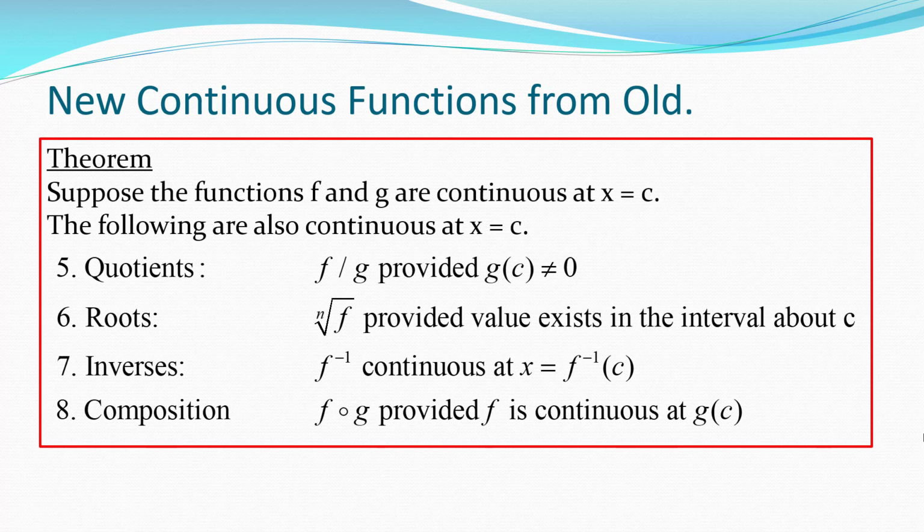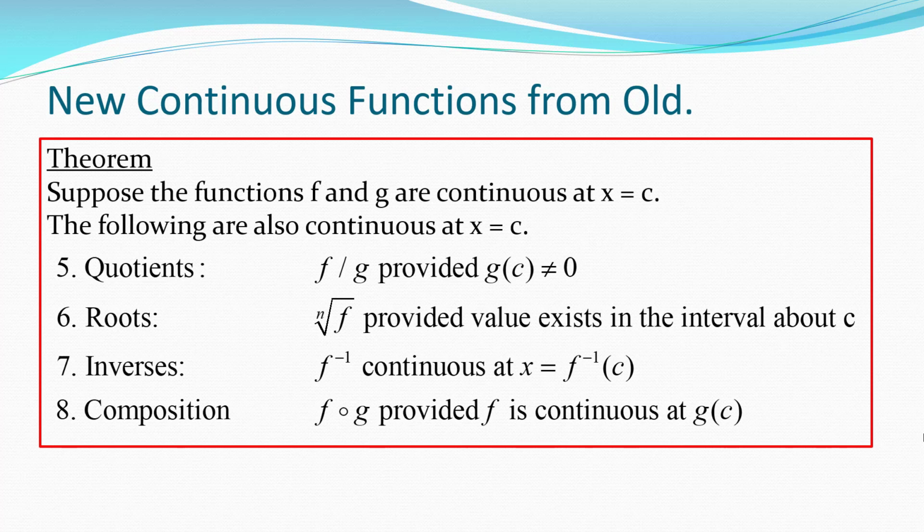Continuing with our results, again, assume we have functions that are continuous at a certain number, then the following are also going to be continuous at that number. The quotient is continuous, provided that the denominator is not 0 when you plug in c, because the function has to be defined or it can't be continuous at all. The nth root of the function is continuous, provided that it exists in an interval about that value, or you restrict yourself to continuity from the right and the left so that it stays in the side of the domain of the function.